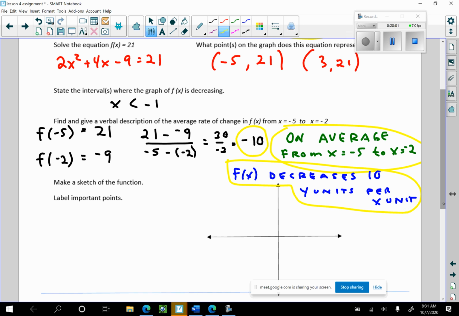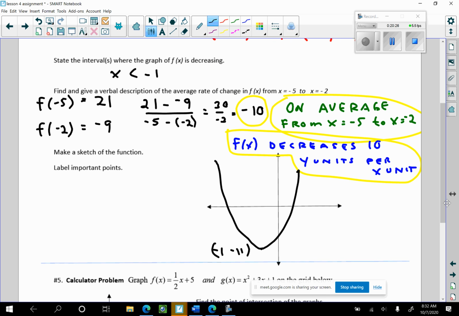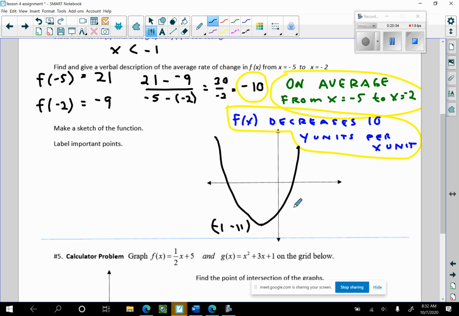Okay, so if I want to sketch this function, I think it looks something like this. The vertex is -1, -11, and it does this. Did I find the x-intercepts? I didn't find the x-intercepts, did I? Was I supposed to? I don't think I did, but this point right here is 0, -9. And I will let you refer to the key on that as well.